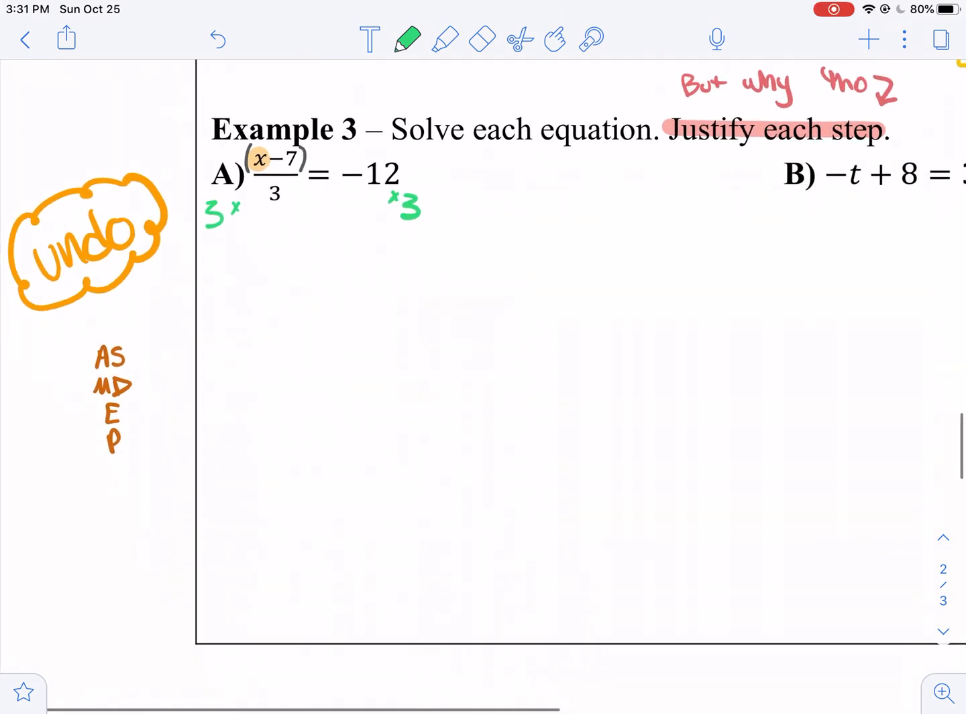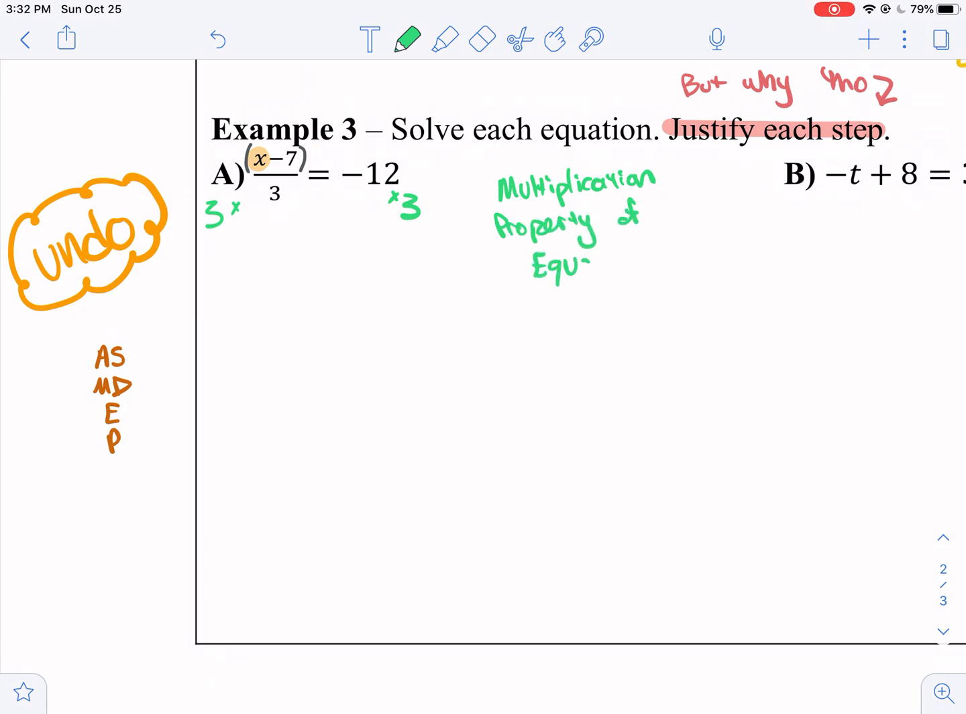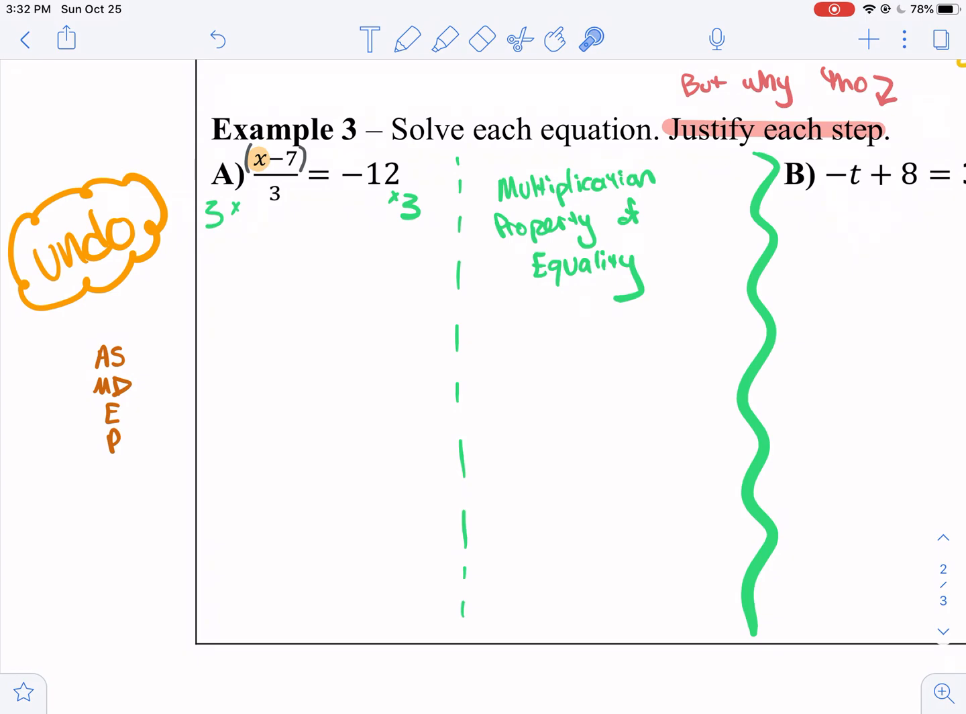And we're going to call that the multiplication property of equality. Oh my goodness, you guys, these words are so long. Let's abbreviate from now on. Okay, so we have the multiplication property of equality, which cancels these guys out. Awesome. So giving us x minus 7 equals negative 12 times 3 is 36. Okay, sweet. So that step, we can even say that that was simplifying.